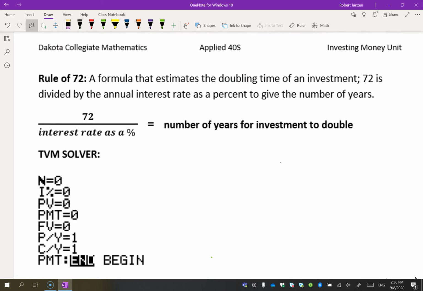Okay, let's continue with the compound interest lesson. I want to just highlight this rule of 72. This is going to be for sure a test question. It's actually pretty useful. It's used for estimating. Now let's keep that in mind.